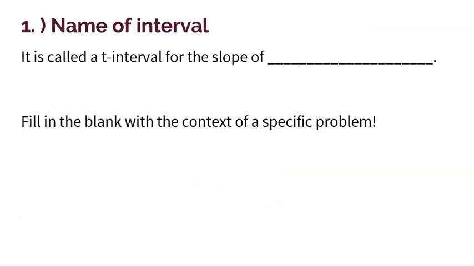So, step 1. The name of the interval is a t-interval for the slope of, so make sure you finish that off, right? Don't ever just be generic. Say, this is a t-interval for the slope of the linear regression line that is predicting the gas mileage of a car based on the weight of the car, or whatever it is. Just personalize it. Make sure it's in context.